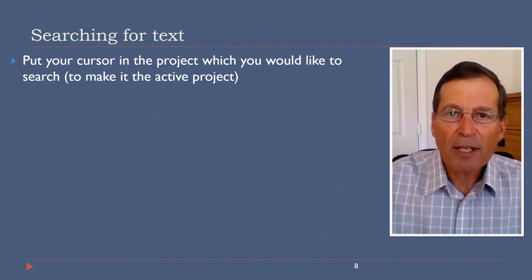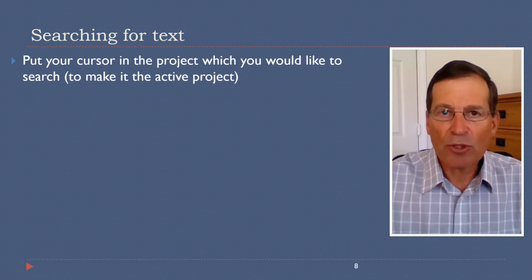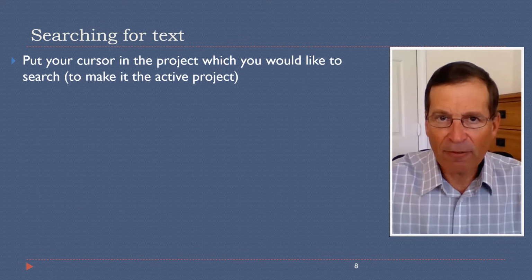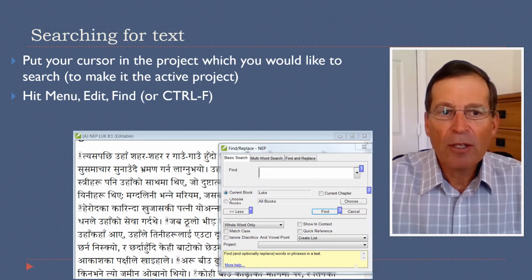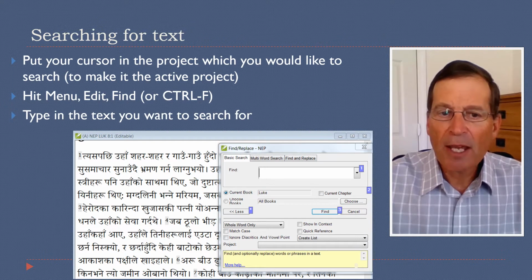So to search for text, you put your cursor in the project which you would like to search. That makes it the active project. You then hit Menu, Edit, Find, or Control F, and a new window appears like the one below. Type in the text you want to search for, and then hit the Find button.